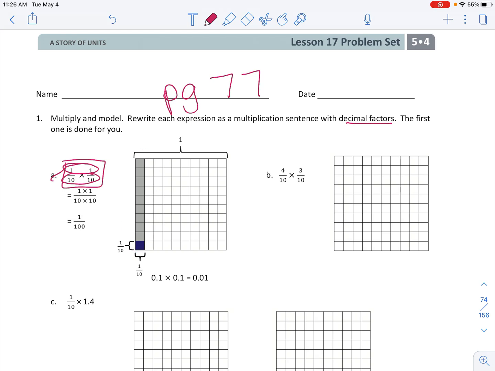But we can also think about this as decimal multiplication. Well, if we think 1/10 is the same as 0.1 because 1 is in the tenths place. And then 1/10 again is 0.1. And we multiply 1/10 by 1/10. We end up with 100th, which we know is 0.01 because there's a 1 in the hundredths place.